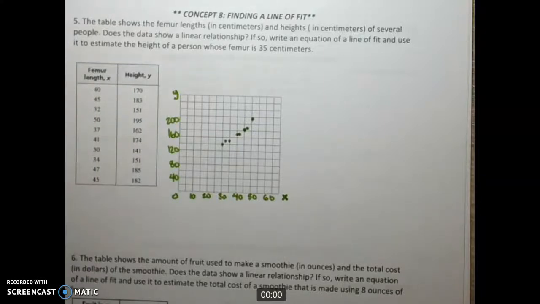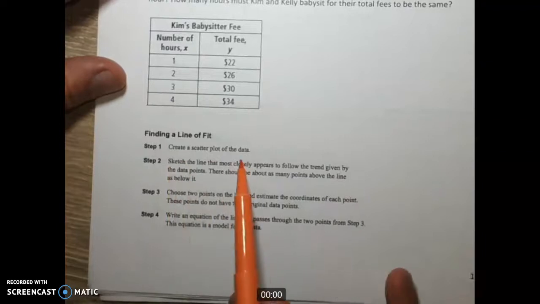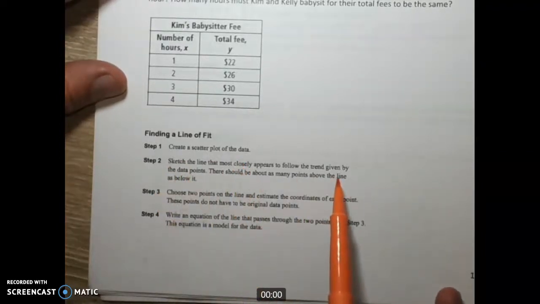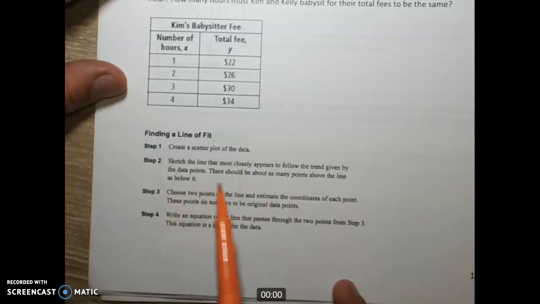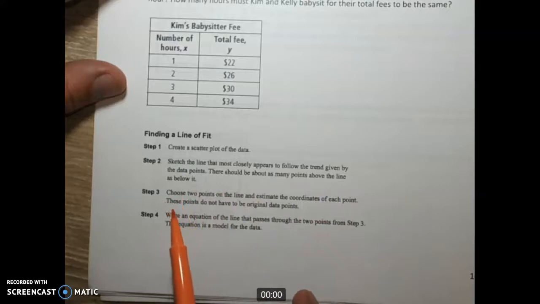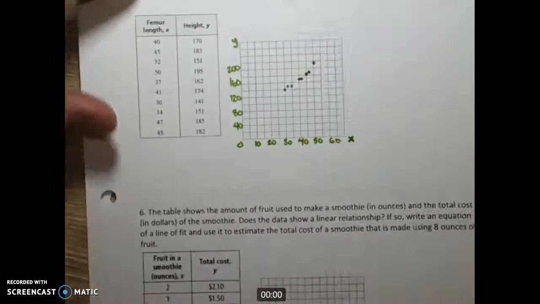And what I'm going to do is my line of best fit. I didn't show this before. I should have shown this. Sorry. What you want to do is create your scatter plot, or plot your points. Sketch a line that closely appears to fit the given points, like the trend of the given points. You want as many points above it as below it. You're going to choose 2 points. They don't have to be original points, just 2 points on the line. You're going to use the point-slope equation and slope to find the line, or write the equation of the line.